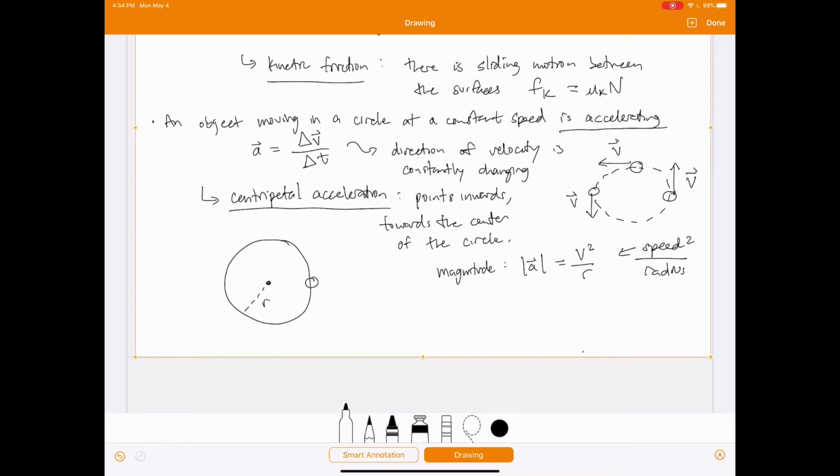And if I draw the object that's moving in that circle, let's say this is the object, okay, the acceleration is going to be pointing in towards the center of that circle. By the way, v is going to be pointing tangent to that circle. So A and v are at right angles.